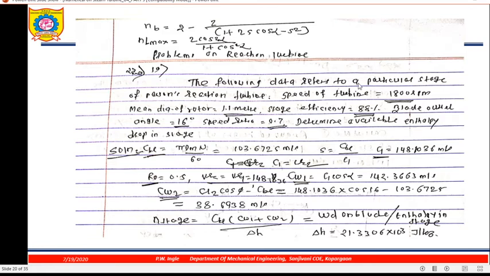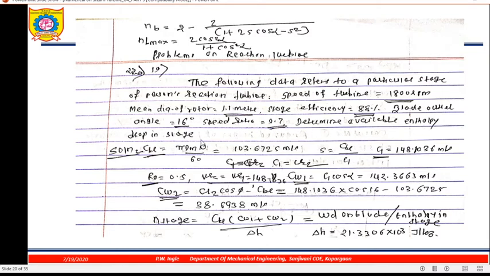The following data refers to a particular stage of a Parsons reaction turbine. In a Parsons reaction turbine, C1 equals Cr2, so alpha angle equals phi angle and beta angle equals theta angle. The speed of the turbine is 1800 rpm. Mean diameter of rotor is 1.1 meter. Stage efficiency is 88%. Blade outlet angle is 60 degree, that is phi angle, and phi angle is nothing but alpha angle, correct? So speed ratio is 0.7.